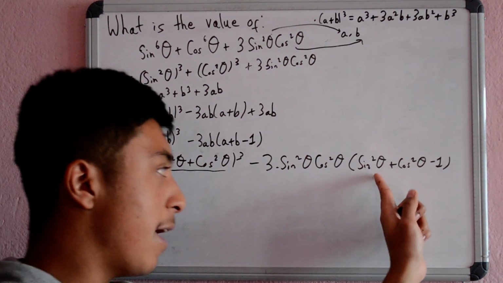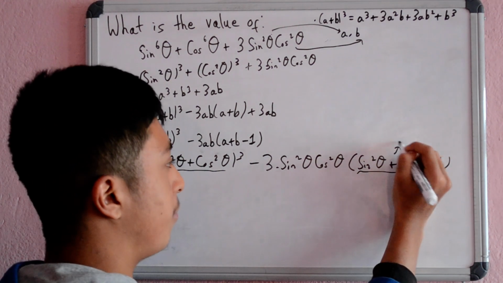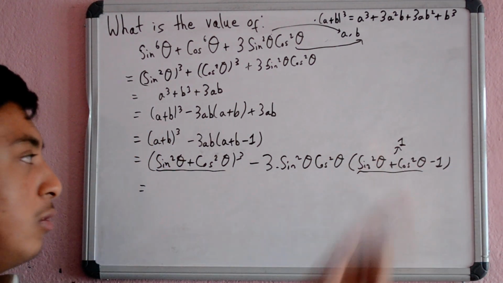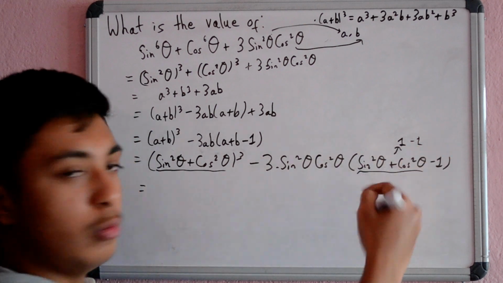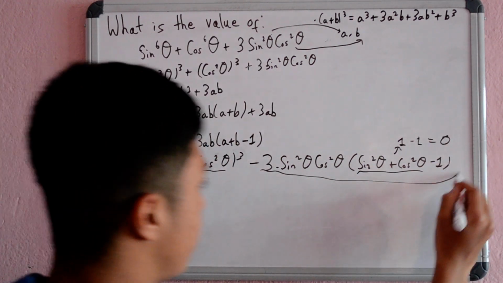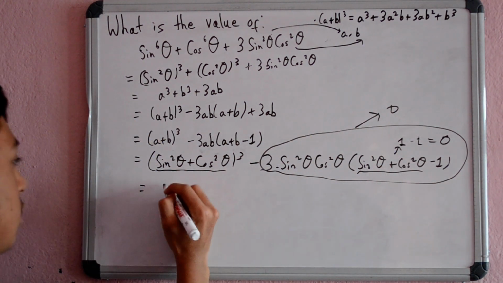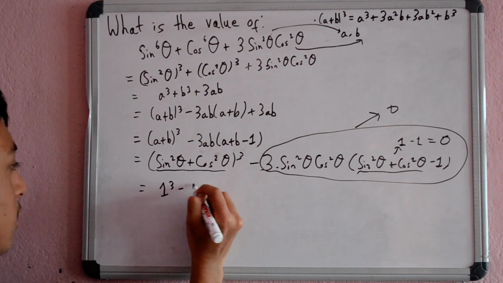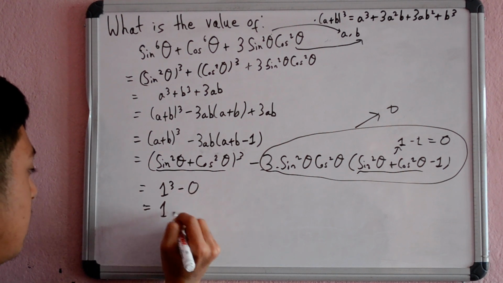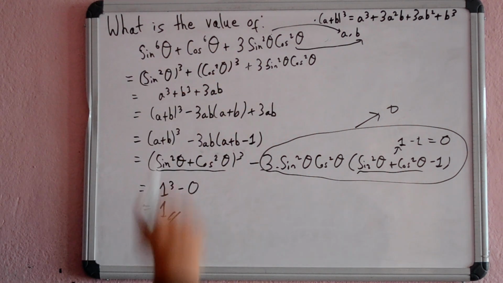Now right here we again have sine square theta plus cos square theta, which we know is 1. And we have 1 minus 1, which is of course 0. So this whole term right here is just 0. So you just have 1 cube minus 0, which is 1. And that is how we get the value of this expression.